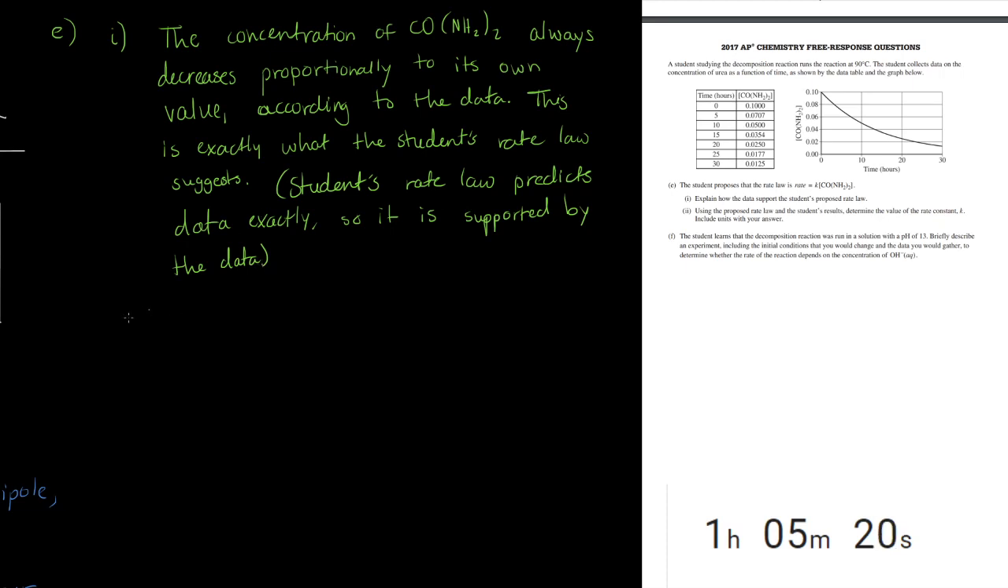Let's become pirates. Ready? Aye aye. Using the proposed rate law and the student's results, determine the value of the rate constant k, include units with your answers. Alrighty. We already did that. It's going to be 0.707, but just for the sake of this, we're going to say, oh, I see. Phooey, we found it for 5 hours, and now, oh gosh.